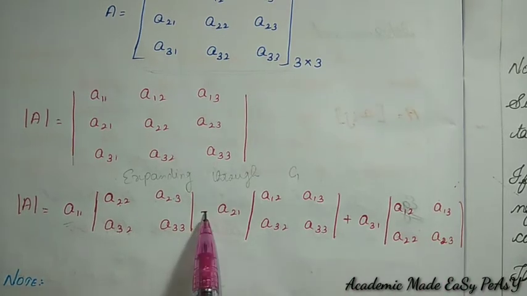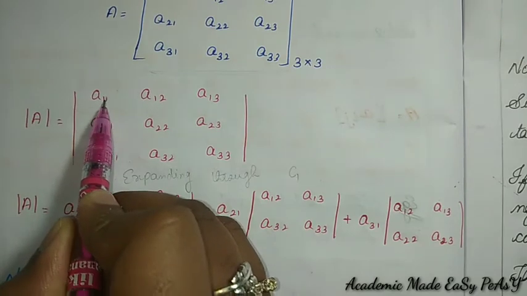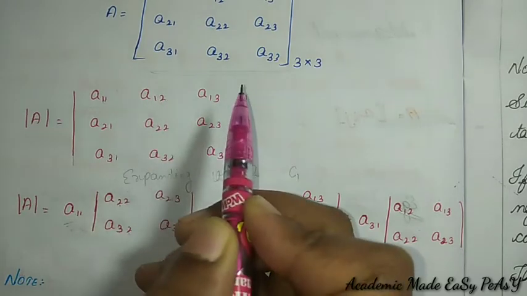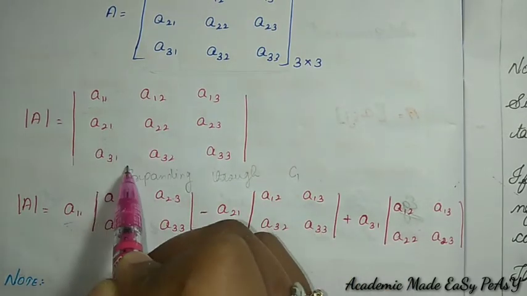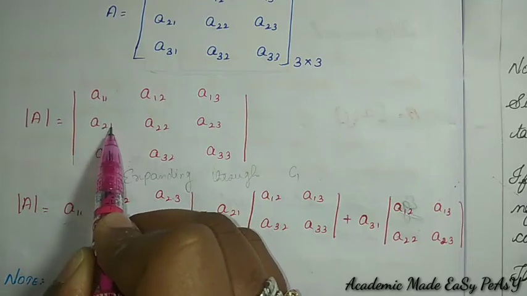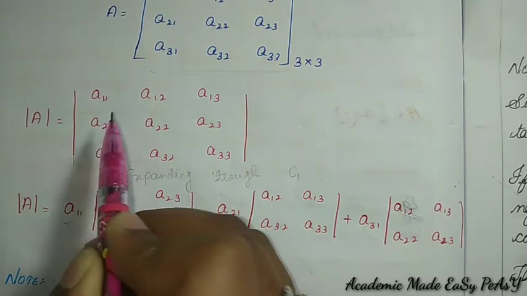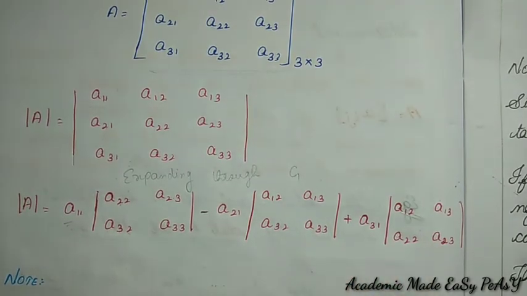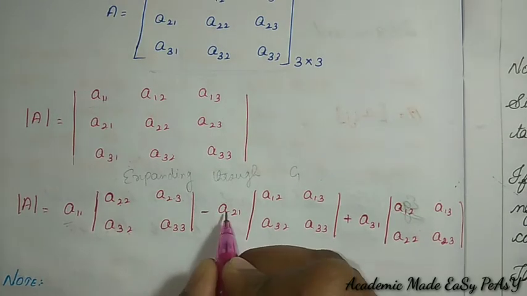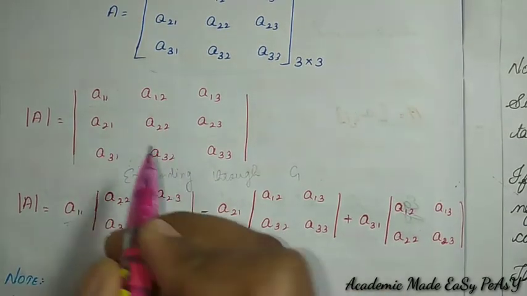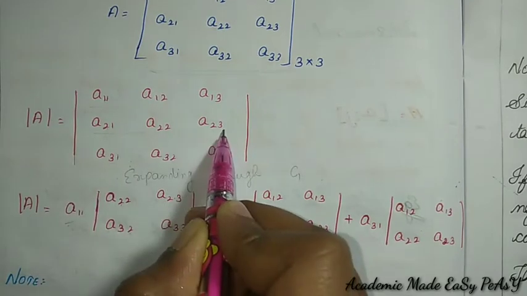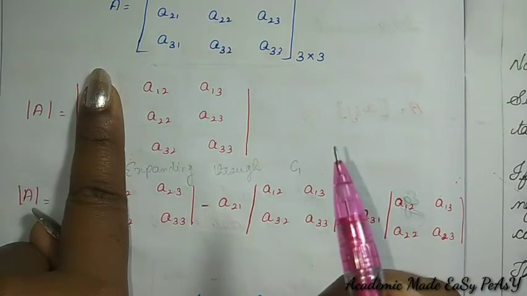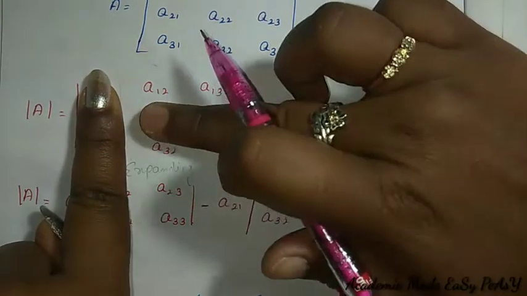Next, see here, when you add these two numbers, 1 plus 1 is 2, which is even; 1 plus 2 is 3, odd. So when we have an odd position, that is 2 plus 1 is 3, and 3 is odd, in that odd position I will be using minus. So A21, I'm taking this A21. A21 belongs to the second row and first column.